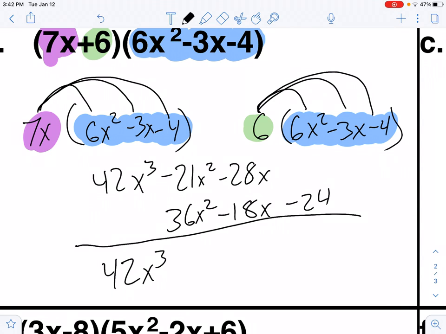Remember, when we combine, we're just counting up how much there are. We're not changing our exponents. So this is going to give me positive 15x squareds. This is going to give me negative 46. You'd think I'd memorized it by now, but negative 46 x's. And this is going to give me negative 24.